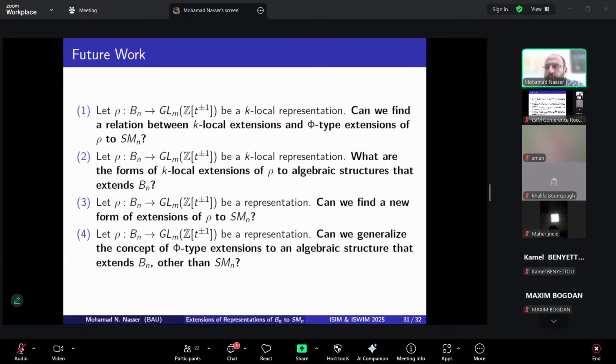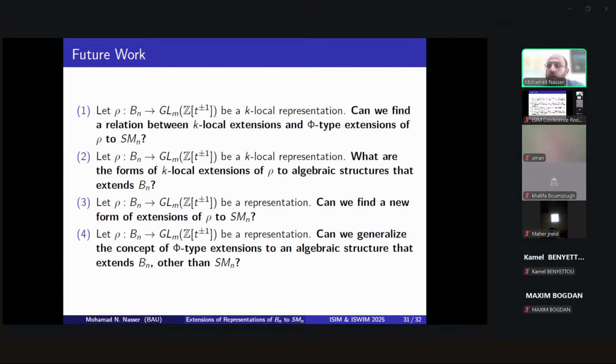Till now, we still have the main question. I answered this question for these 3 representations, but we didn't answer it for the general case. Can we find, if rho is a k-local representation, I'm going to extend rho in 2 ways, the k-local extension and the phi-type extension? Can we find a relation between these 2 extensions for any cases? So this is a question.